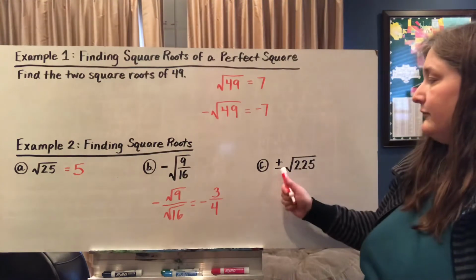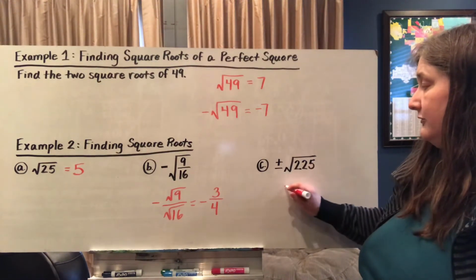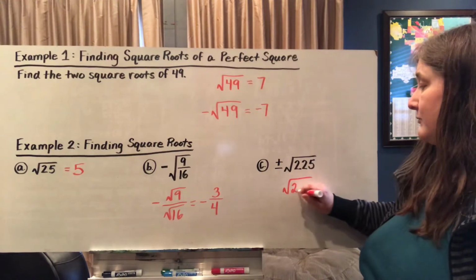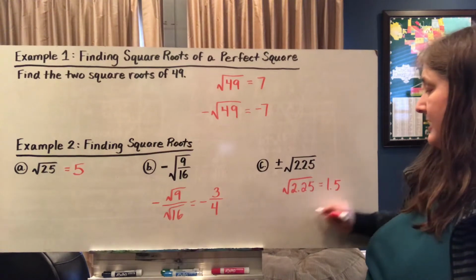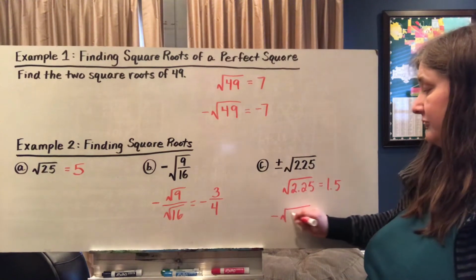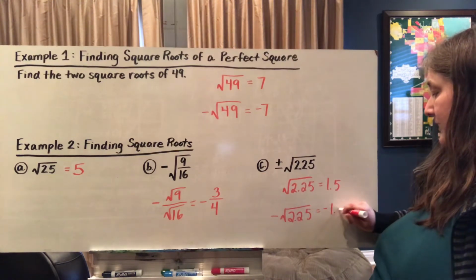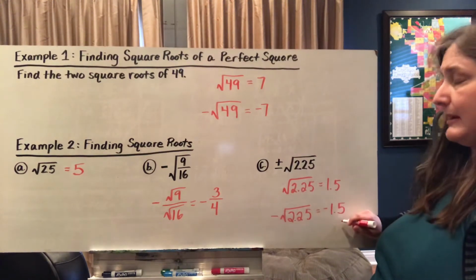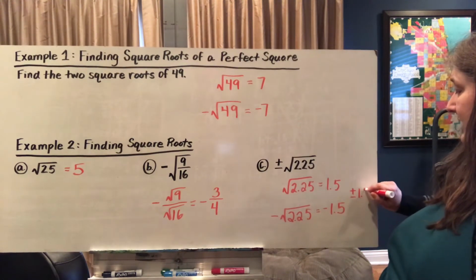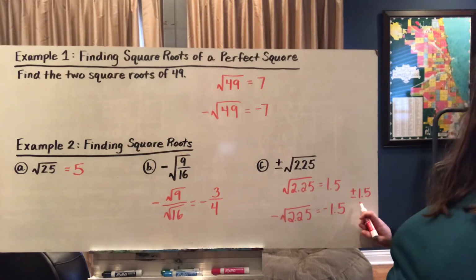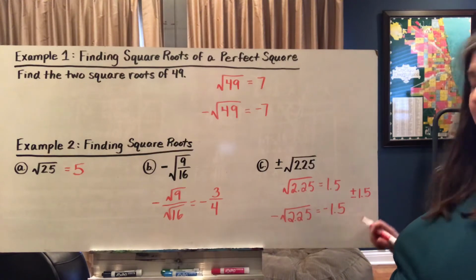In this case, they're asking for the positive and negative answer to the square root of 2.25. So if I square root 2.25, I get positive 1.5. If I want the negative version of the square root of 2.25, it's going to be negative 1.5. And I can write them separately, or I could write it with a plus minus in front, which indicates that the two answers for the square root of 2.25 are positive 1.5 or negative 1.5.